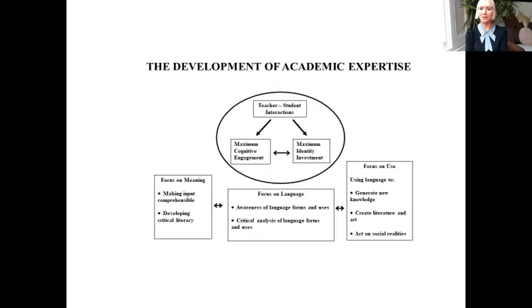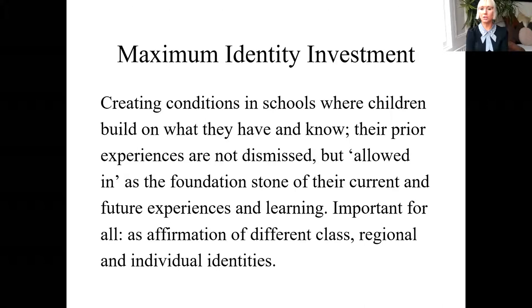We know that it's a big struggle for children who are coming to secondary school, for example, and who are new to English, to be given work that's appropriate for their cognitive level of development. And sometimes we see practice where children are given things to copy, and obviously this is not what is considered maximum cognitive engagement. Maximum identity investment in this diagram is equally important. And here Jim Cummins talks about creating conditions where children build on what they know and what they have, and making sure that prior experiences are not dismissed, but are allowed in to become a foundation stone for current and future experiences and learning.